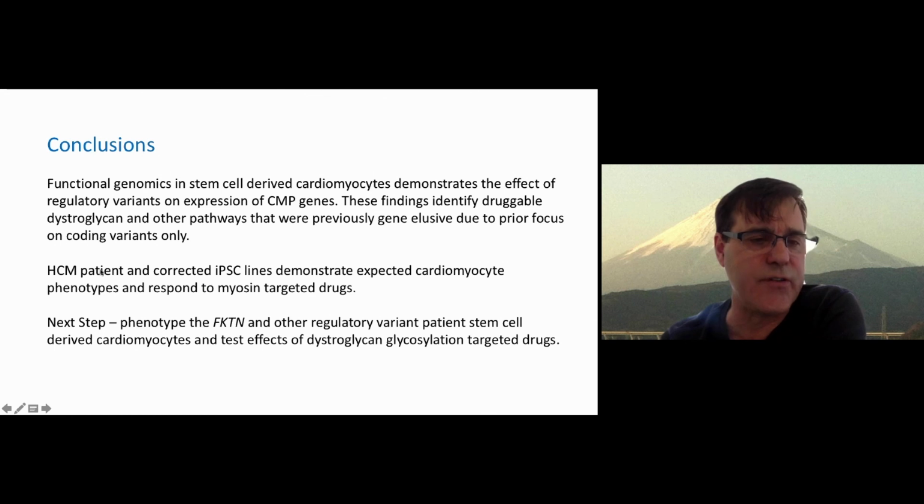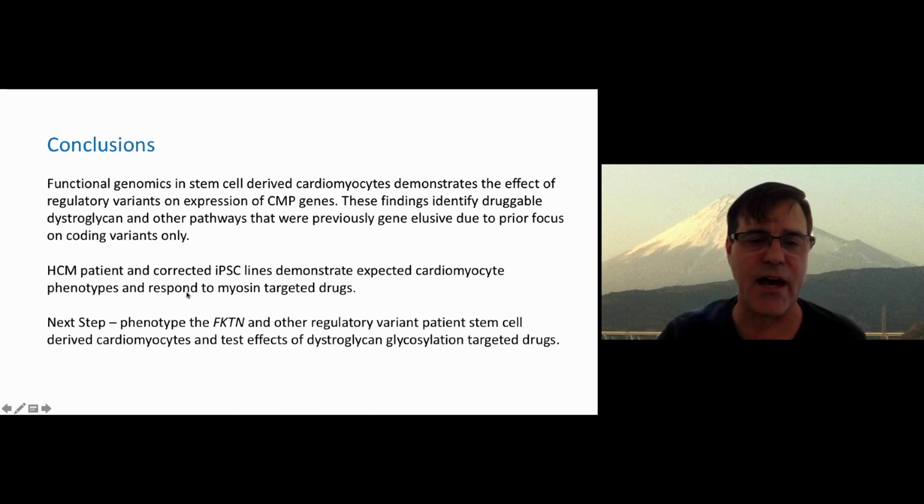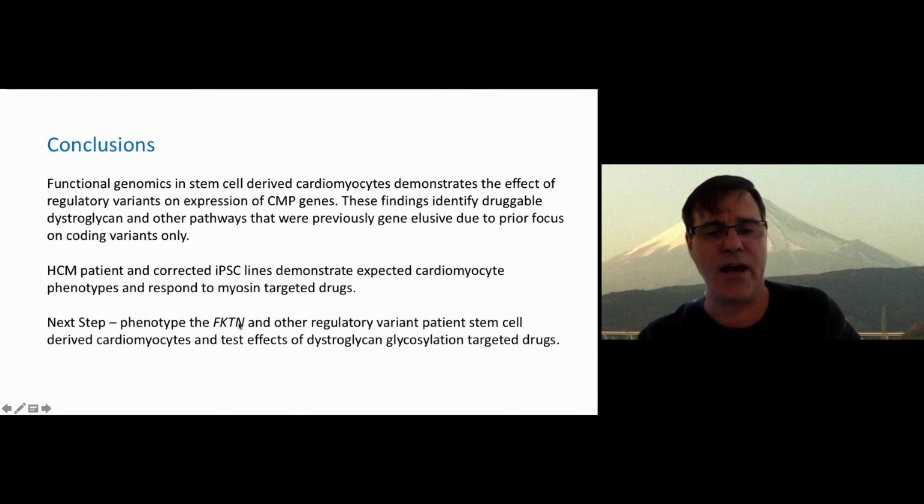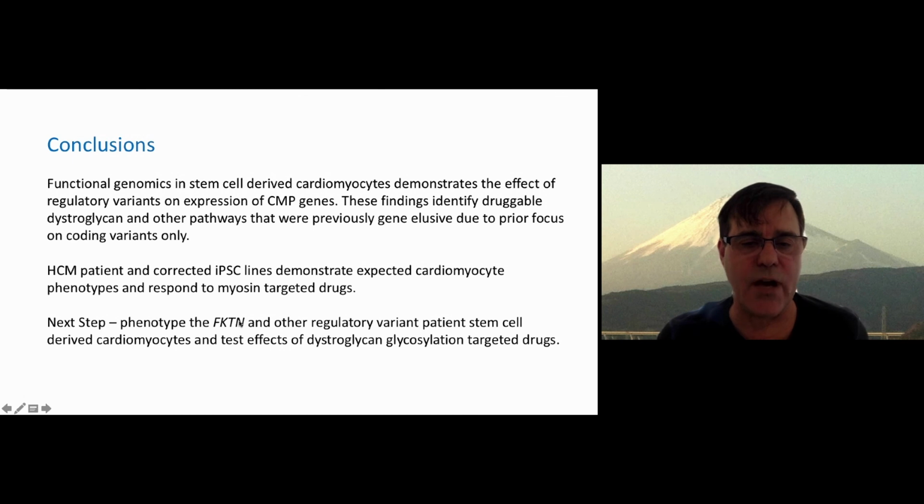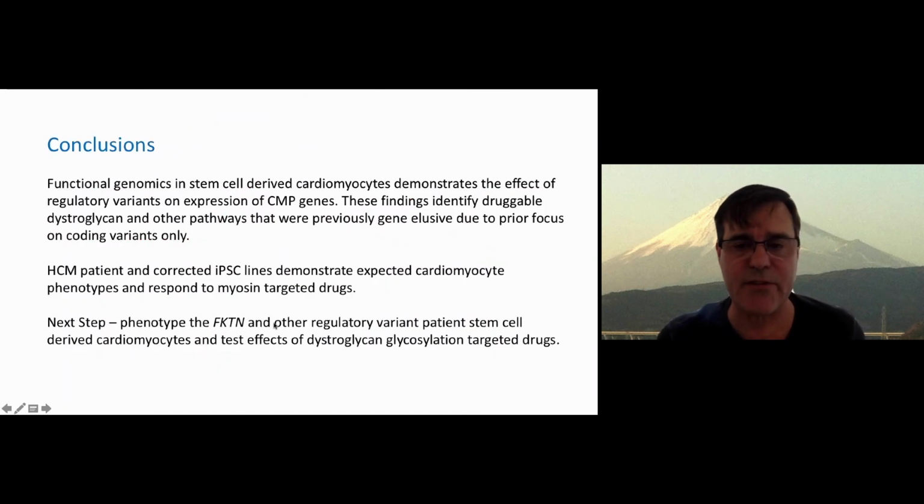I also showed you that HCM patient and corrected iPS cell lines demonstrate the expected cardiomyocyte cell phenotypes and respond to the myosin-targeted drugs. And in our next step, we've got the Fukutin iPS cell lines. We want to look at their cardiac phenotype to see, are they behaving abnormally? And then if they are, we can test the effects of dystroglycan glycosylation targeted drugs on those cell types.